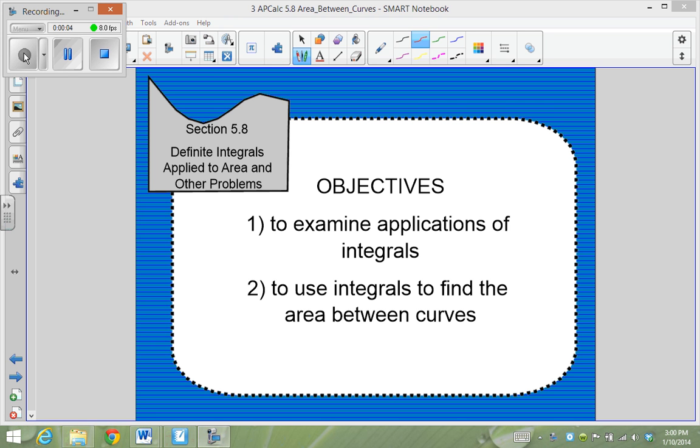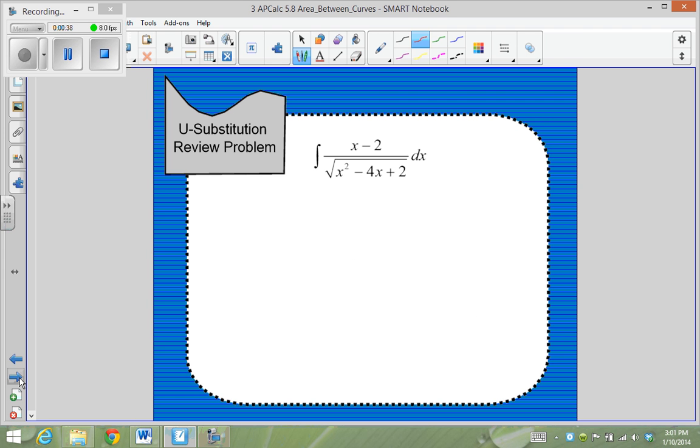Okay, today we're going to look at section 5.8, definite integrals applied to area and other problems. So we're looking at applications. We've been doing definite integrals. We've looked at a few applications, but we're going to look at some things today that are a little more challenging, a little more specific in what they're able to do, and things that probably we never thought we would be able to do with our calculus. So we want to examine the applications and then use them to find area between curves. We're going to start with area problems and then move to some other things as we get into it.